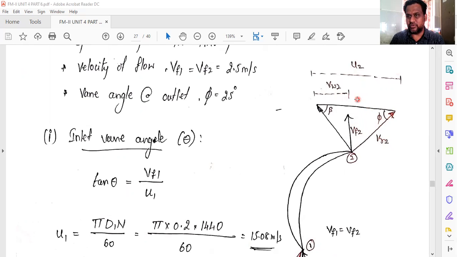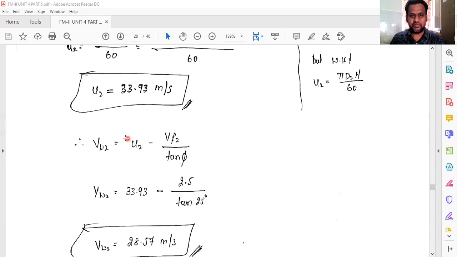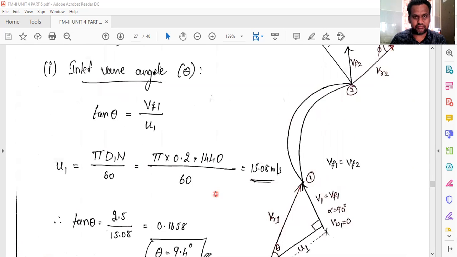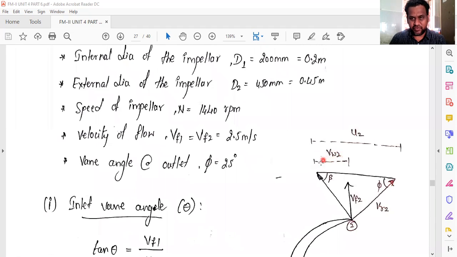U2 minus VW2. So if you write the equation for VW2, you will get this equation. VW2 is equal to U2 minus VF2 divided by tan phi. So U2 we have is 33.93, VF2 we have calculated as 2.5, and phi angle we know is 25 degree, tan 25.